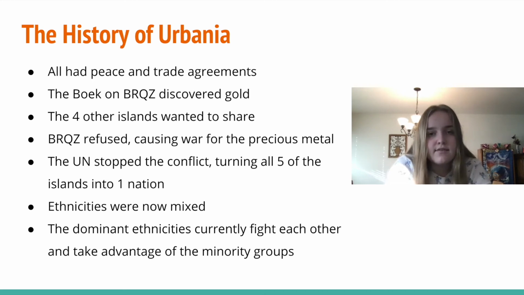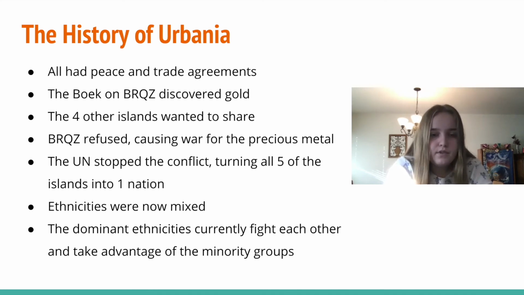And at the end of a devastating 10-year-long conflict, all of the 5 islands were brought together by the UN in order to stop the fighting. And they decided on a peace treaty that made them into one unified country, which is now, of course, Urbania. And so combat also meant that all of these ethnicities became mixed. As time went on and war continued, people were fighting between each nation, which eventually led to more people moving to each different island. And so that meant that the ethnicities became mixed.